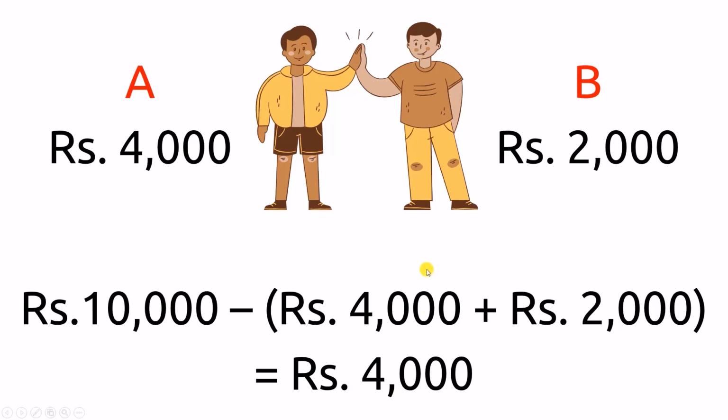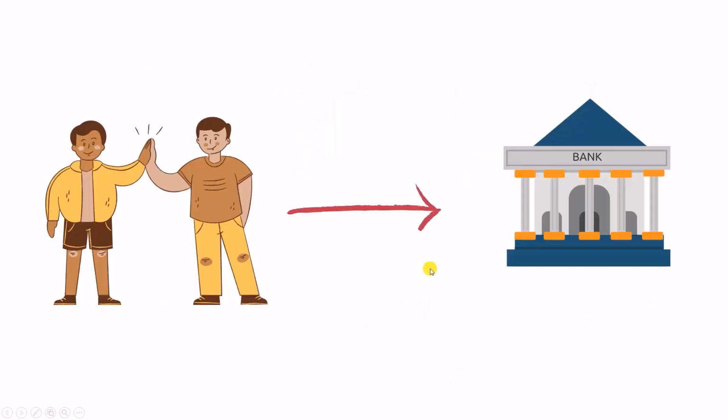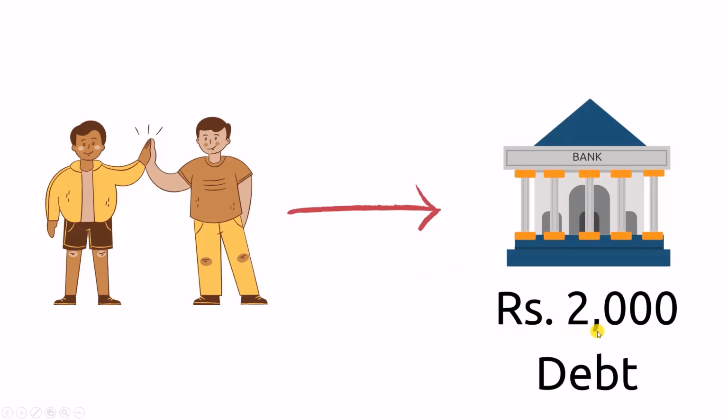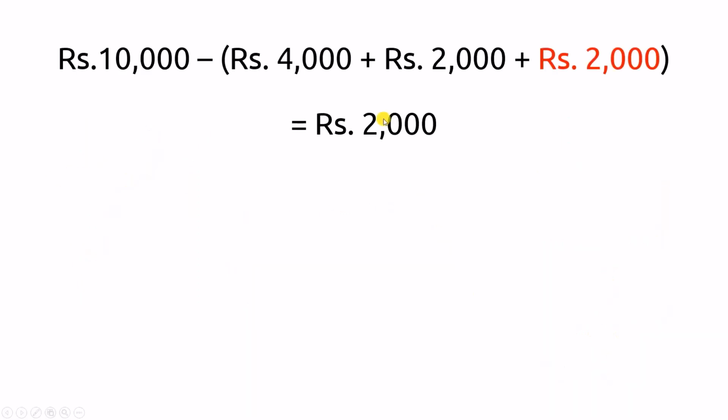Now, they go to the bank and ask for a loan. And the bank says that they can give a maximum of 2,000 rupees with some percent of interest, and whatever money they take from the bank is called debt. So now they have 8,000 rupees and 2,000 more is required.